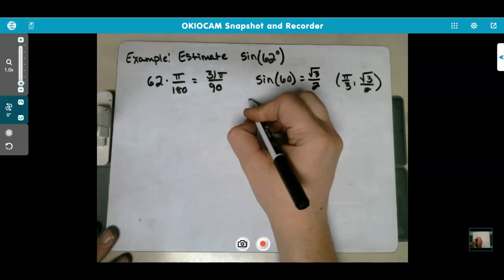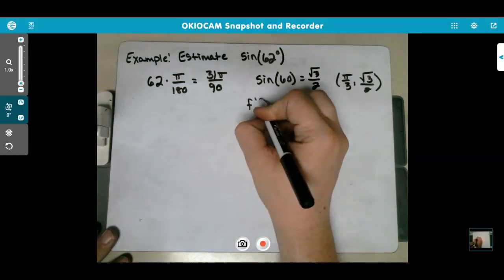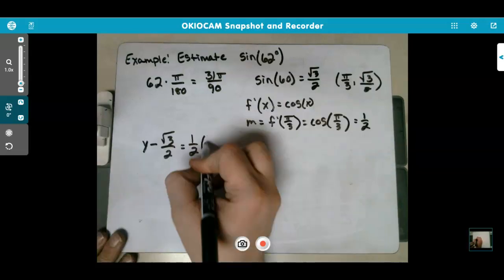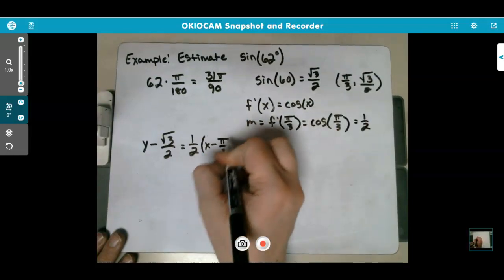To find the slope, I need the derivative. If I'm using sine of x, then the derivative is cosine of x. So our slope is equal to the derivative at this point, pi/3. So cosine of pi/3, which is, if I look at pi/3, cosine is the x, so 1/2. So my slope is 1/2. So for this one, I would do y minus the y that I know, which is square root of 3 over 2, equals our slope, which is 1/2, times x minus the x, which we know is pi over 3.